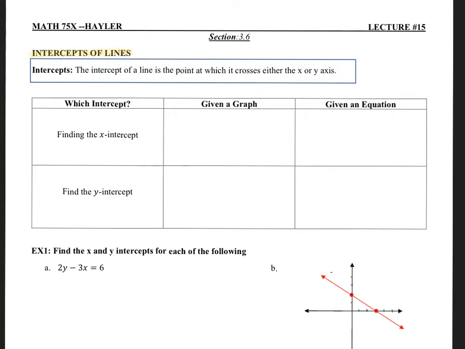Alright, so definition here. Intercepts. The intercept of a line is the point at which it crosses either the x or the y axis. So if you're thinking about the definition of intercepts, what do you think about? Well, intercept is when something crosses, like you intercept a pass in football. Okay, so intercept, where it crosses that point.